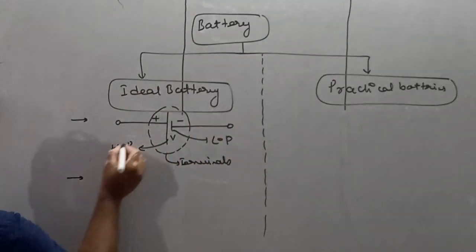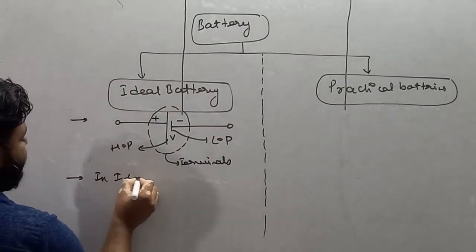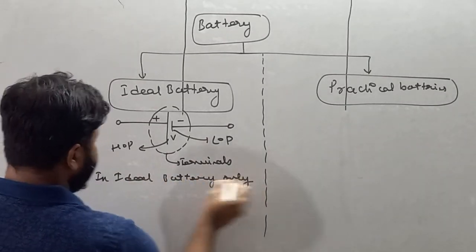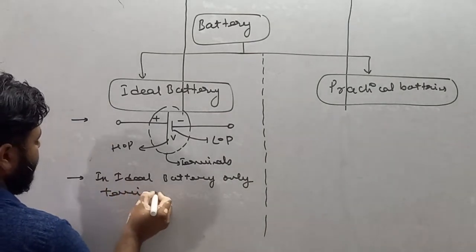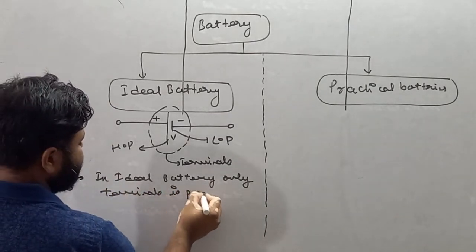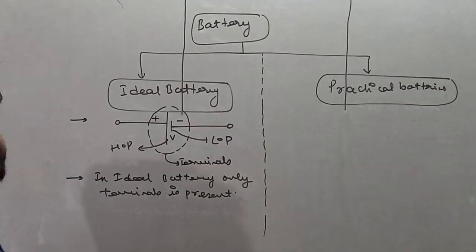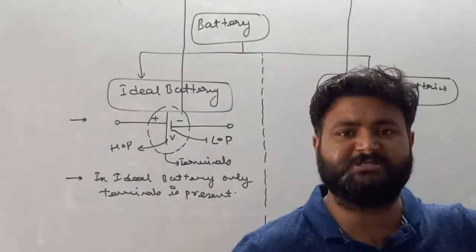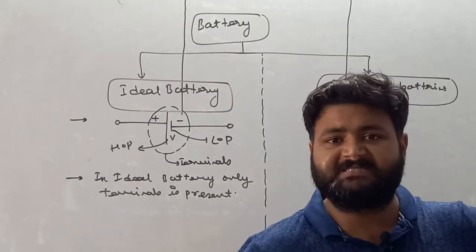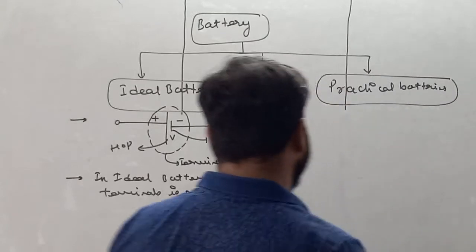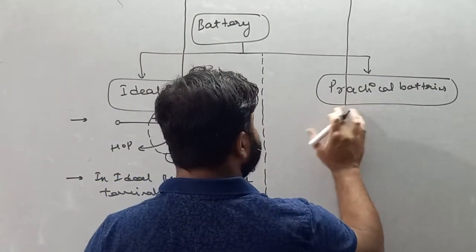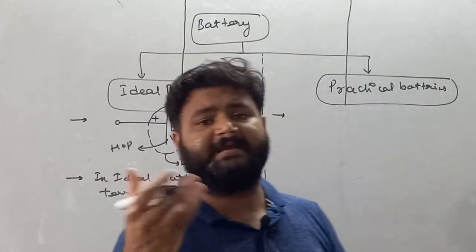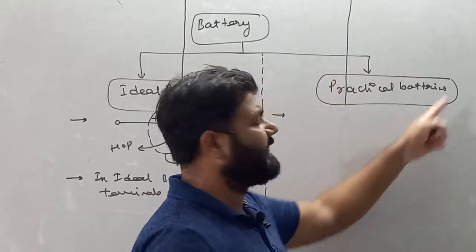So we'll write here that in ideal battery only terminals are present, in which the positive terminal is of higher potential and the negative terminal is of lower potential. If I am talking about practical battery, dear student, the battery which is used in electrical devices is basically a practical battery.